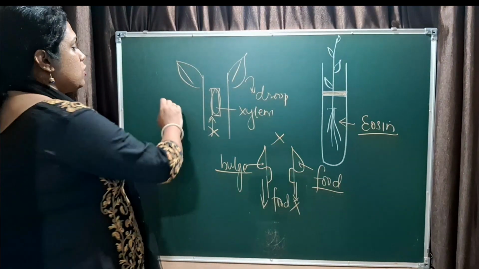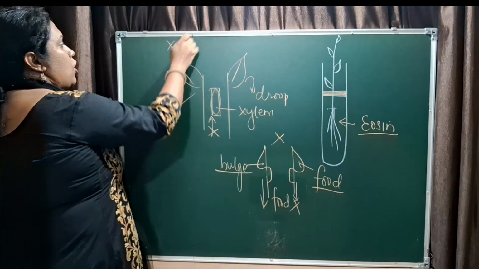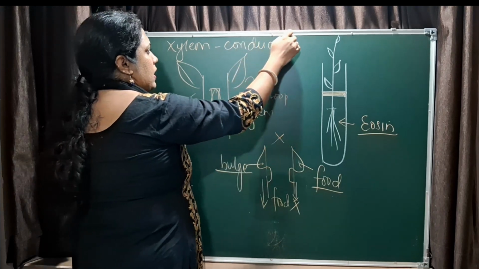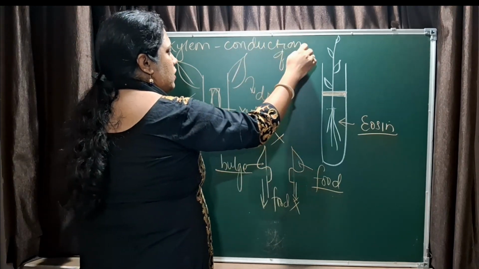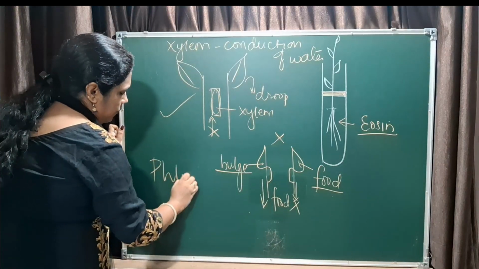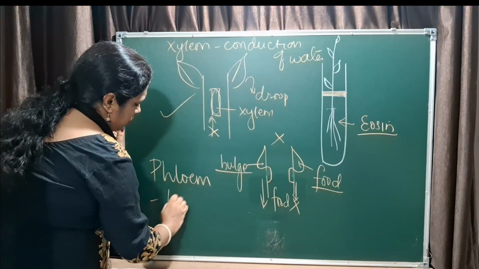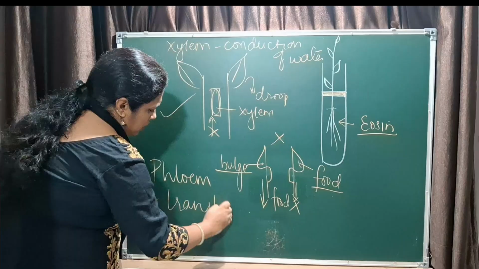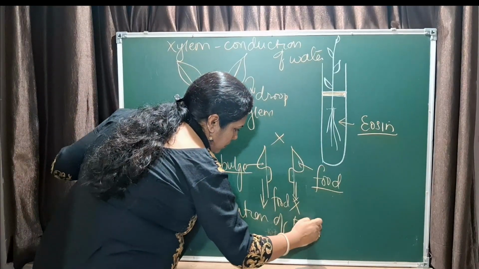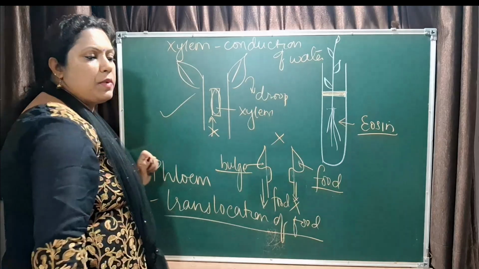So, this experiment shows that xylem is for conduction of water, and phloem is for the translocation of food. Is that clear? Will you remember this?